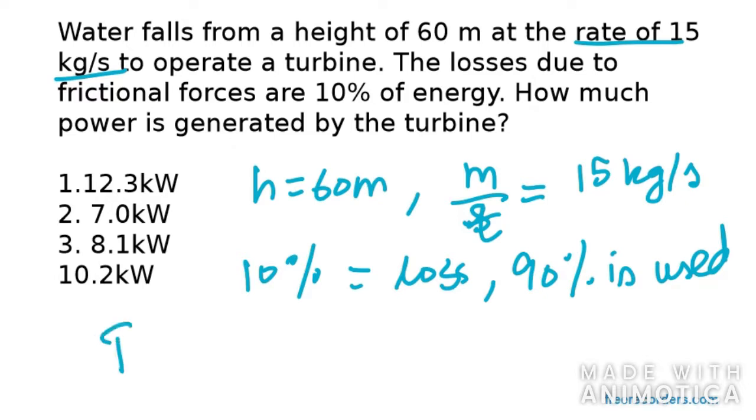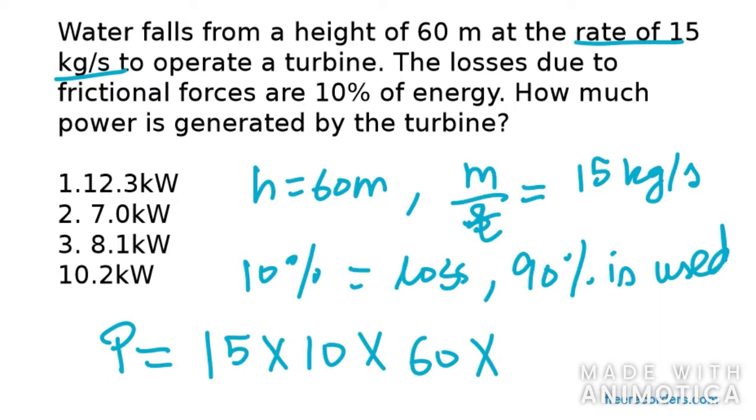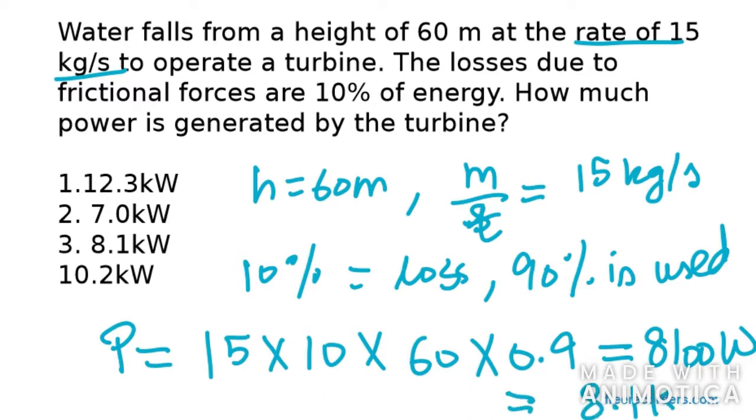So power in this case will be mass over time, that is 15, times 10, that is g, times 60, and 90% is used. That means it will be taken as 0.9 because 90 over 100 is 0.9. So when you calculate this, you will get 8100 watt, and it can be converted into kilowatt, and it would be 8.1 kilowatt. So the right answer to this is the third option.